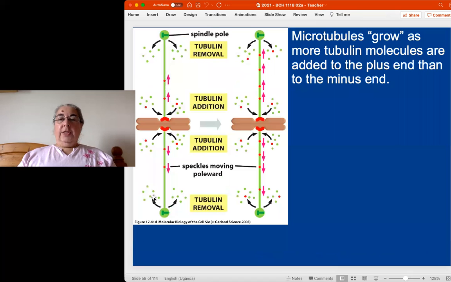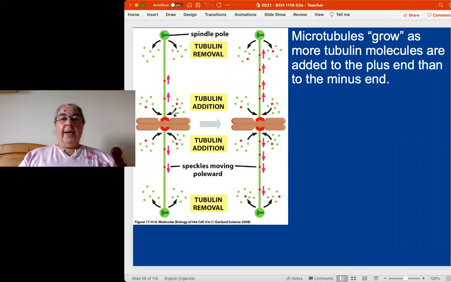Okay, so how do microtubules produce movement? Well, I mentioned that they have a plus end and a minus end. And when the microtubules form part of the spindle, the minus end is at the spindle pole, and the plus end is attached to the chromosome.